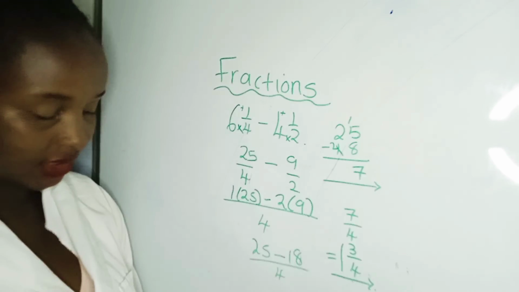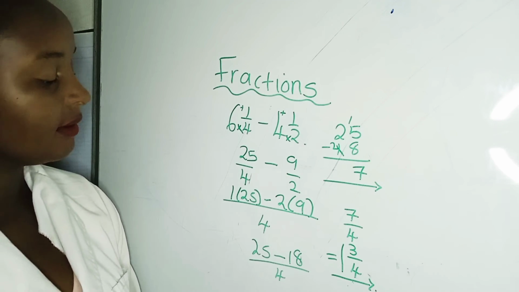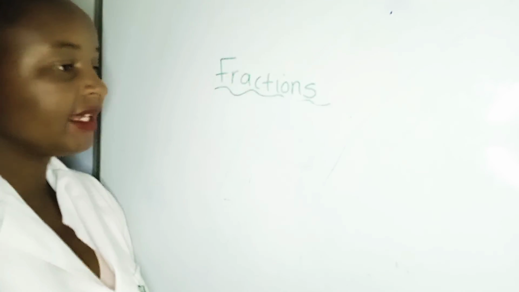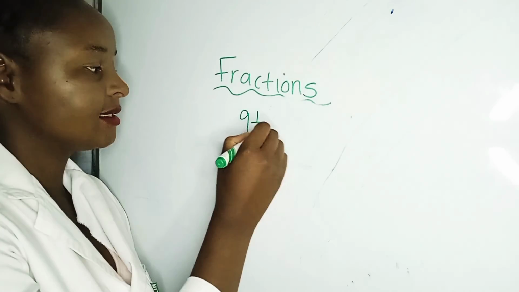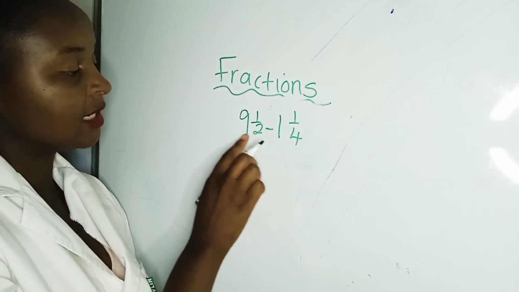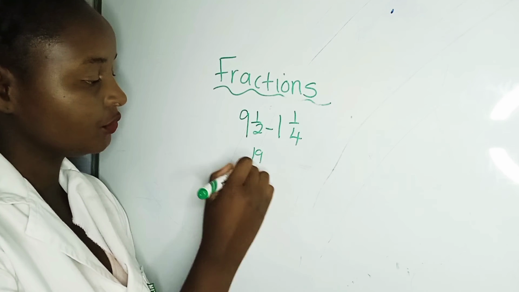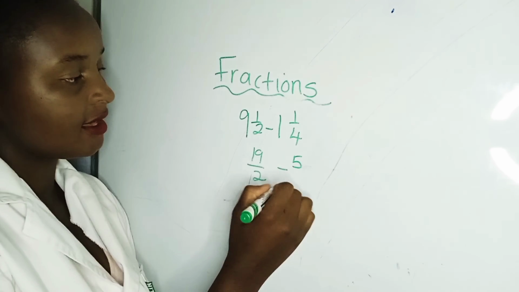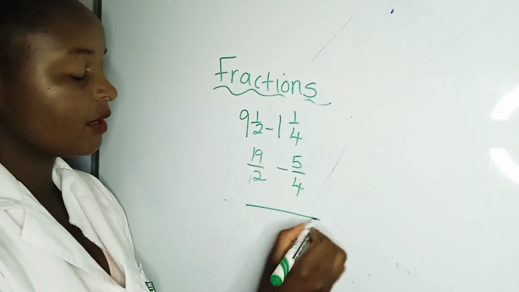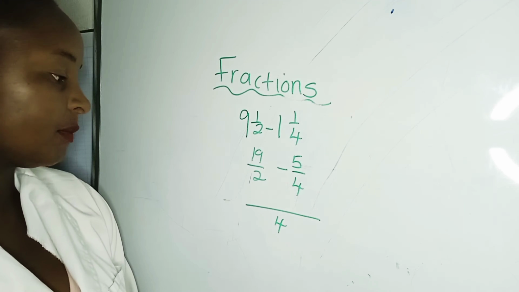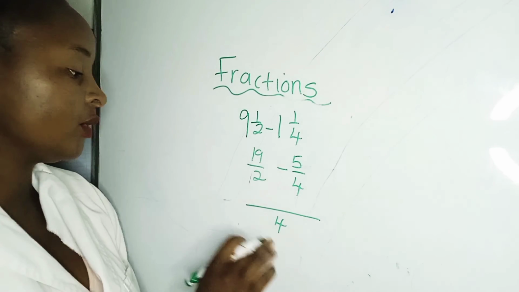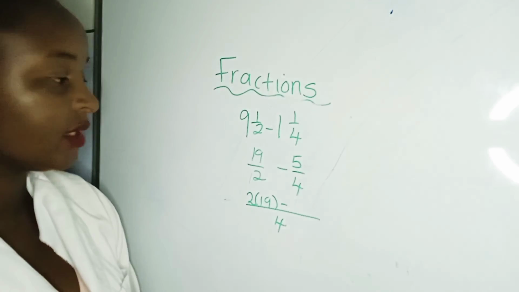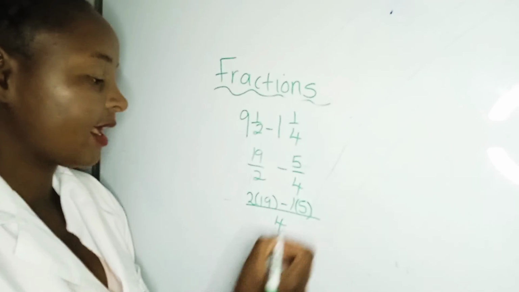And then our next question is similar also to this one. We have a 9.5 minus a 1.25. 9 times 2, 18 plus 1, 19 over 2, minus 4 times 1, it's a 4, plus 1, it's a 5 over 4. Common multiple, the lowest common multiple or the common denominator is a 4. 2 into 4 is 2 times 19, minus 4 into 4 is a 1, 1 times 5, like that.